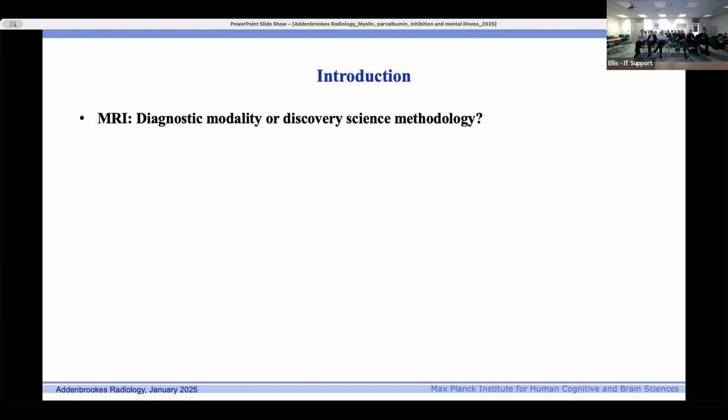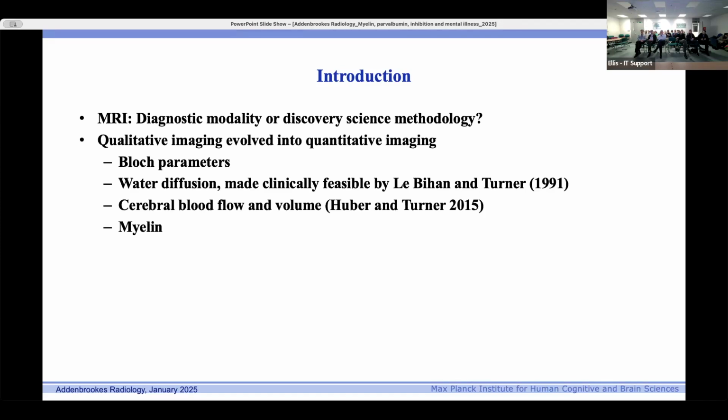So, first of all, I just want to point out that MRI is not just a diagnostic modality. It's terrible for me to say this to radiologists, but actually it is a discovery science methodology as well. We actually can discover something about our brains, for instance, using MRI, which nobody knew before.